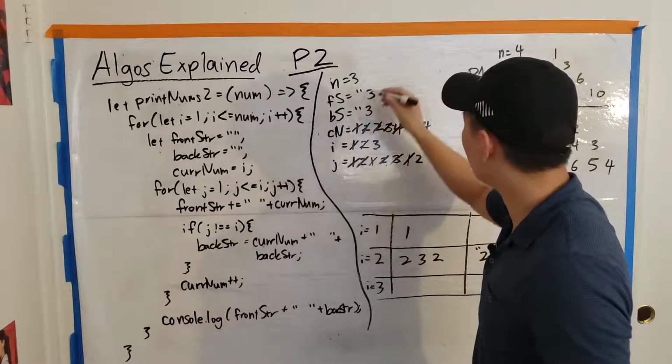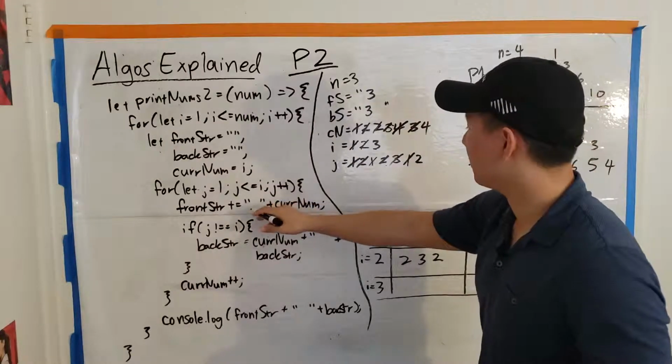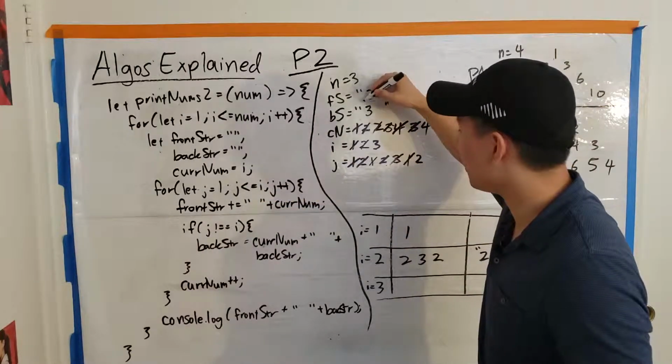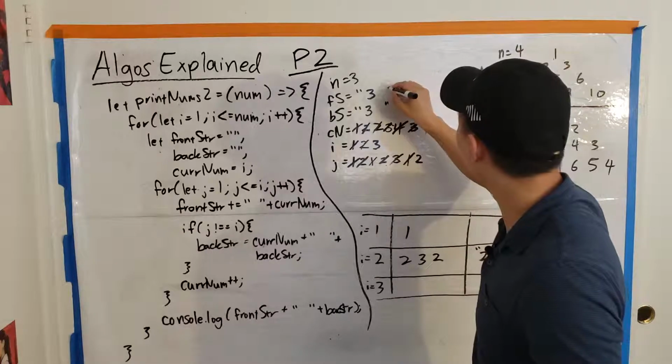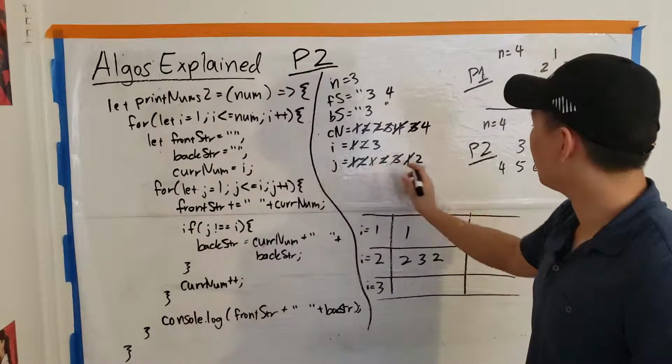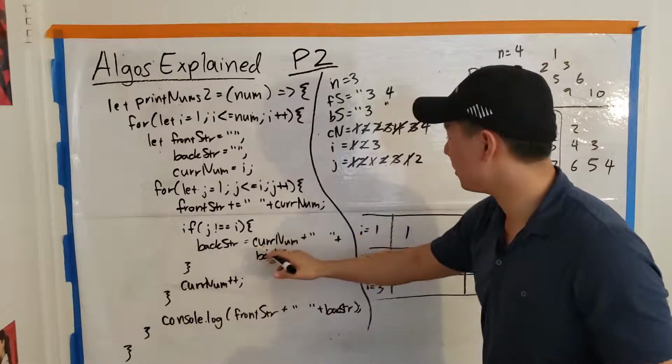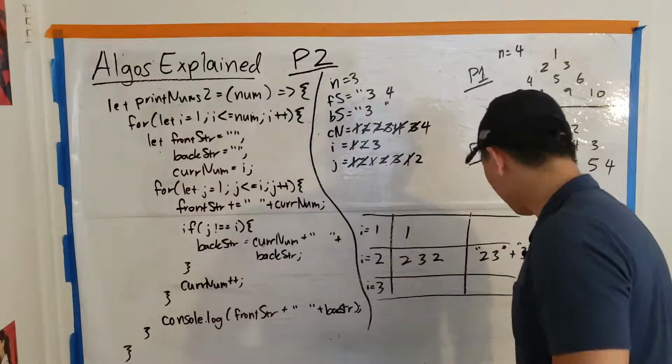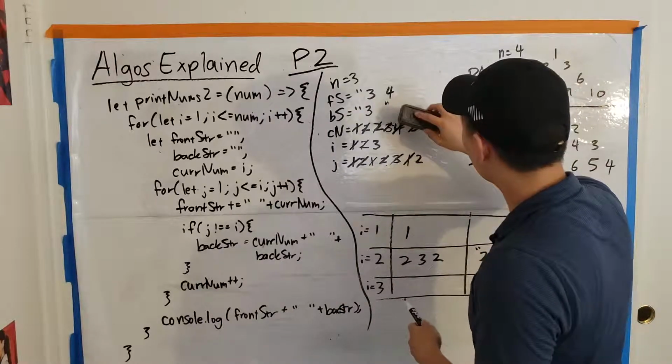So let's continue building. Our front string plus equals, so this front string, what we have, plus equals our 4. So we add that. Does I equal J? 3 and 2, nope. So let's continue building our backstring. So now backstring equals current num.